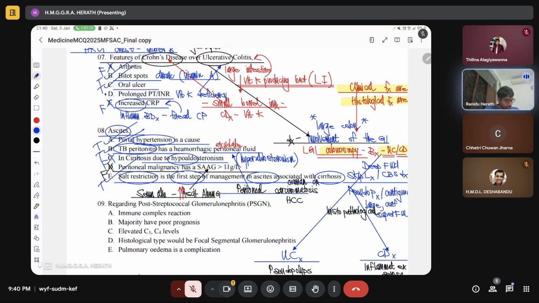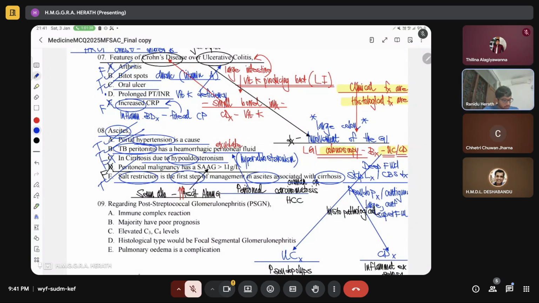Excellent. So salt restriction, and then what do you give? Spironolactone and furosemide. Yeah, and take the ascitic fluid for culture and full report. What do you call the process where you remove ascitic fluid from the abdomen?